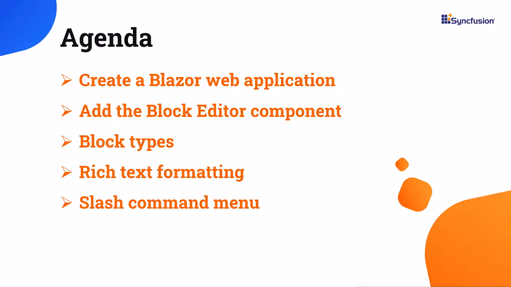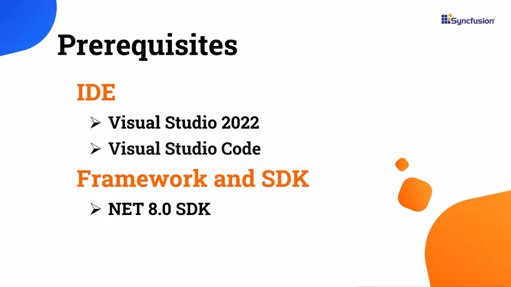In this video, I will show you how to add the Syncfusion Blazor Block Editor component to a Blazor web application. I will also show you how to configure block types, enable rich text formatting, and use the slash command menu. You can create Blazor web applications using either Visual Studio 2022 or Visual Studio Code. In this video, I will be using Visual Studio 2022. Before starting, make sure you have installed the .NET 8 SDK.